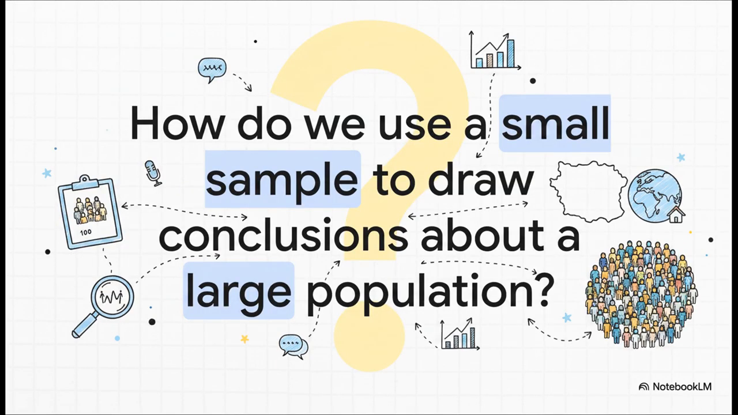Okay, but here's the million-dollar question. It's great that we can describe our little sample of, say, 100 people. But what we really want to do is make claims about the entire population, right? So how do we jump from our small group to the whole country? How can we be confident that what we found isn't just a fluke?